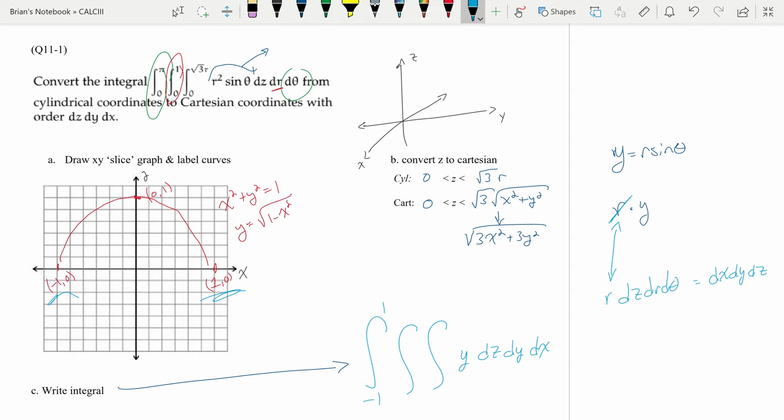For our y, we go from 0 to the square root of 1 minus x squared, and we wrote that equation right here. And then lastly, for our z, we're going from 0 to, and we just drew the bound right here, the square root of 3x squared plus 3y squared. Cool. Now that we drew our bounds, that's our final answer.